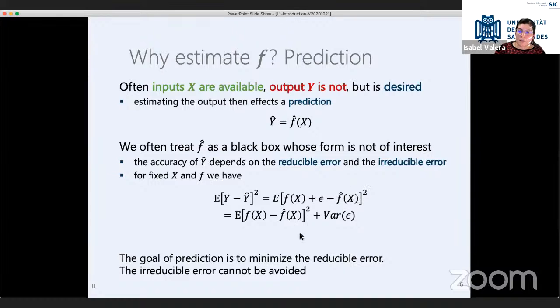And if we develop these terms a bit further, what we get is the square of the expected difference between the f function and our estimator of this f function, plus the variance of the noise. And this variance of the noise comes from the data. So the only one that we are going to have control over is this f hat.